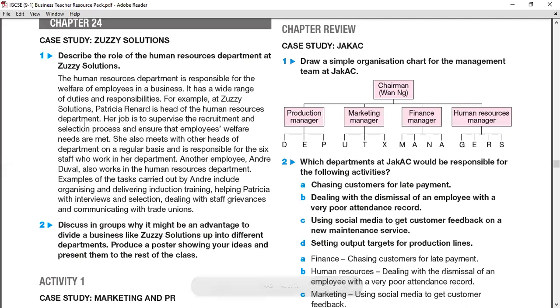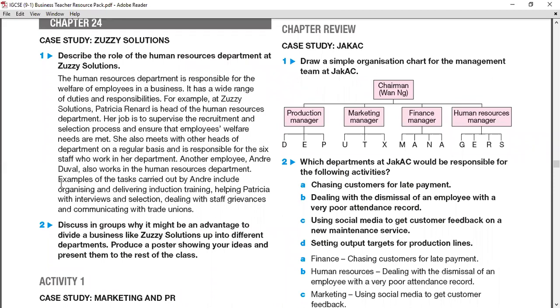The human resource department is responsible for the welfare of the employees in a business organization, and it has a wide range of duties and responsibilities. For example, in Susi Solutions, Patricia Renard is head of the human resource department. Her job is to supervise the recruitment and selection process and ensure that employees' welfare needs are met. She also meets with other heads of department on a regular basis and is responsible for the 6 staff who work in her department.